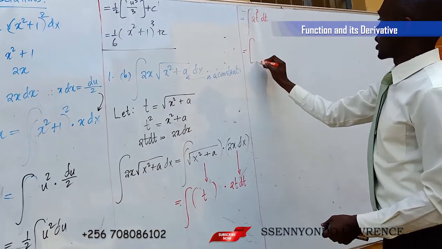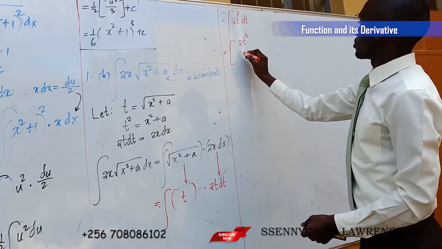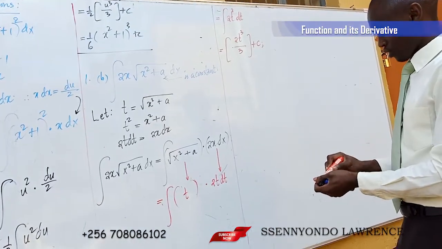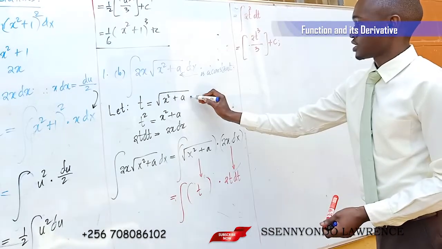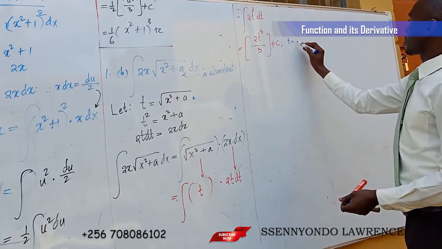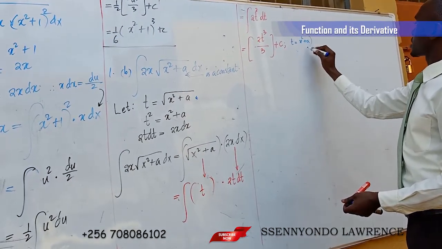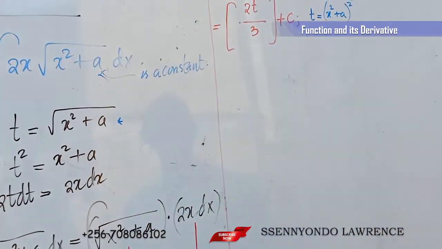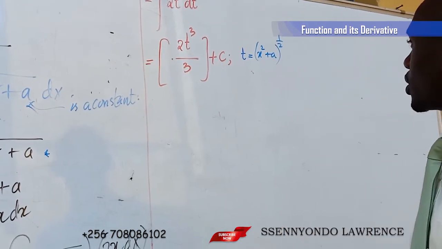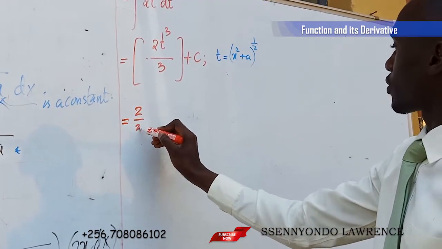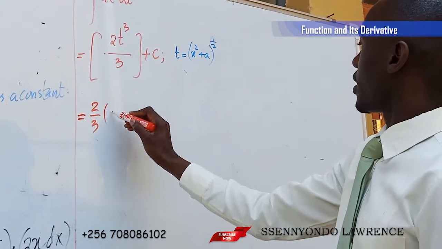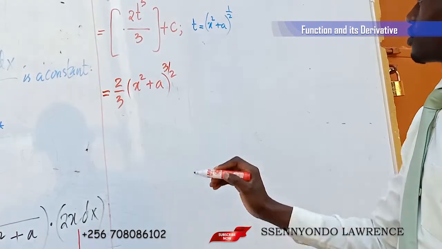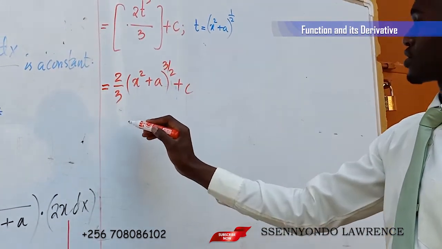And when you integrate, it becomes 2t cubed out of 3 plus a constant. Recall from your previous steps that t was known as x squared plus a all power half, the square root of x squared plus a. So when you substitute it here, your integral finally will be 2 out of 3 into x squared plus a, but it is cubed, all power 3 out of 2, plus a constant as the solution.